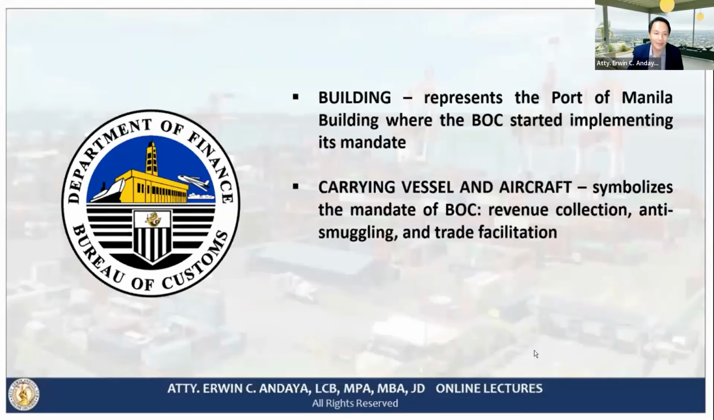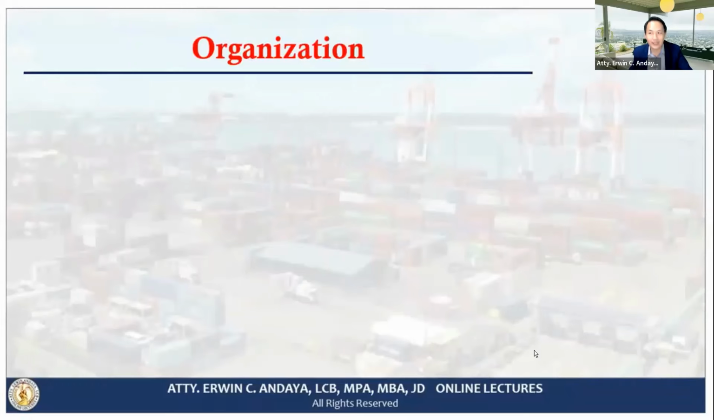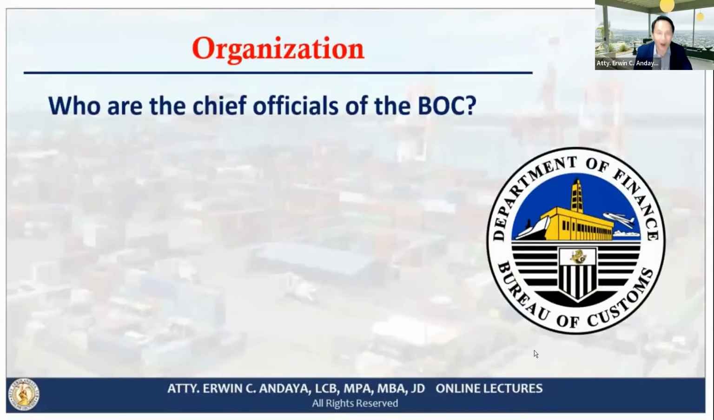May nagsabi kanina, merong sea lion. Bakit may sea lion? Because the sea lion represents the mythical creature that symbolizes the police authority, the power of the Bureau of Customs to protect the Philippine territory. Okay, so yan po yung ibig sabihin ng logo ng Bureau of Customs. Let's proceed to the organization of the Bureau of Customs. Question: who are the chief officials of the Bureau of Customs?